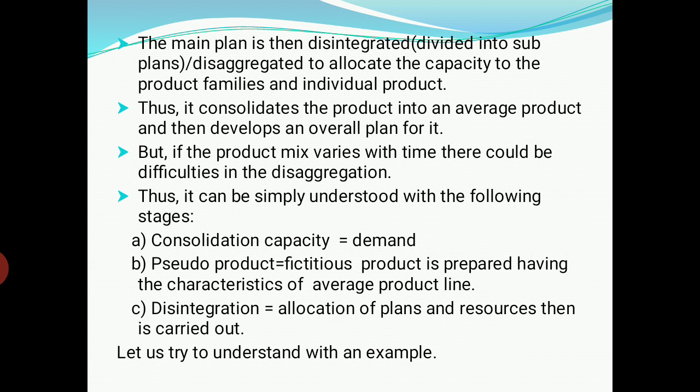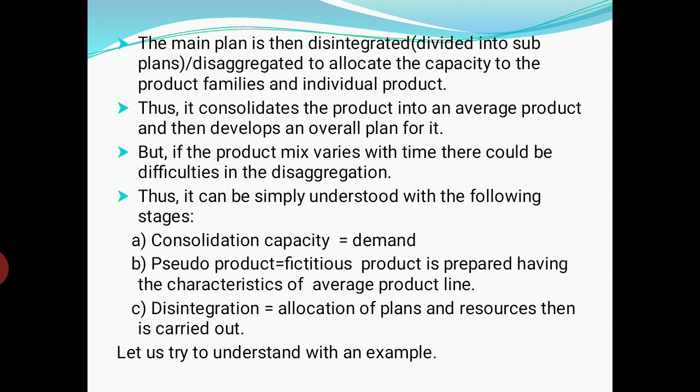I told you, once the pseudo product is ready, then what do we do? We disintegrate. We subdivide the whole plan. We disintegrate and try to find out the capacity to be allocated to the different families of the product, right? Thus, it consolidates the product into an average product and then develops an overall plan for it. But what is important is that if there is too much of a varied product mix, then it may be difficult to disintegrate at the lower level. I'll come to that point once the example is before you, right?